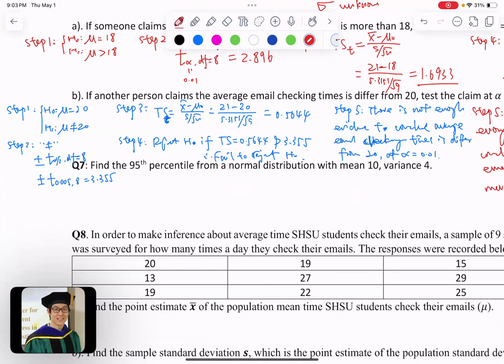Question 7, find the 95th percentile from a normal distribution with mean 10, variance 4. So x follows normal, 10, 2 squared. The standard deviation is 2 because the variance is 4. And then we want to find P95. So probability of x smaller than P95 equals 0.95. Transfer to z: probability of z smaller than (P95 minus mean) over standard deviation equals 0.95. So we check the table.